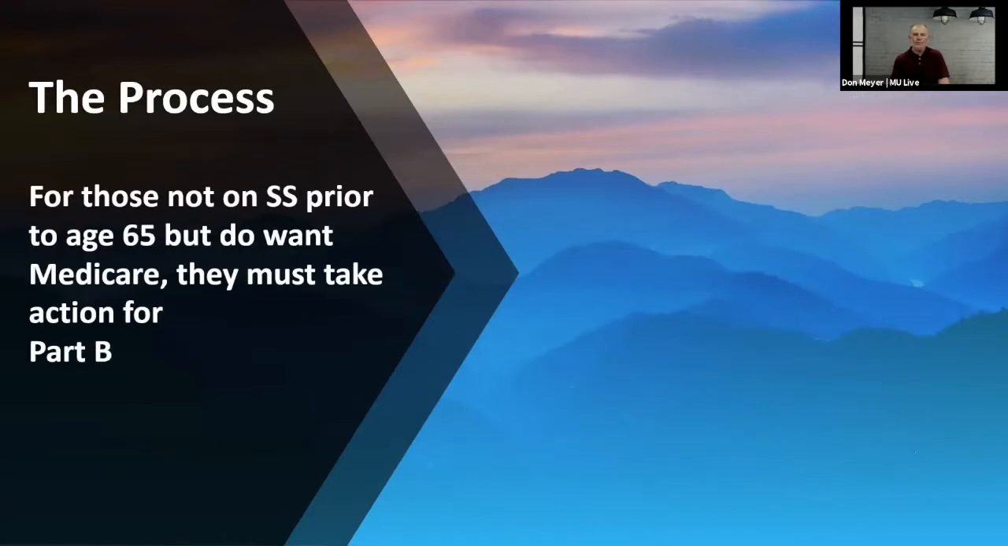Now, for those not on Social Security prior to 65, maybe they want to delay their enrollment into Social Security because they know that they're going to get that increase. Anything after their full retirement age, which of course is continuing to go up, there's an 8% compounded annual increase in Social Security for every year you wait. Now the maximum age they can wait to is 70. After 70, you can't keep delaying and letting it grow. They just have to start paying you at age 70. But if they do want Part B, then they have to take action.